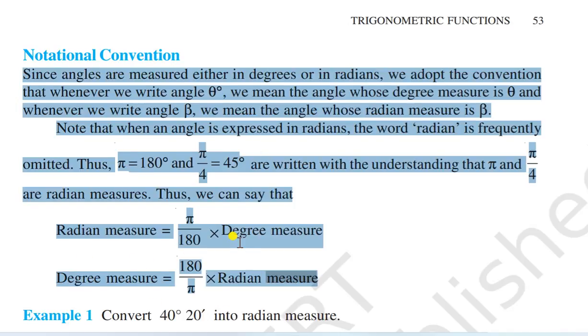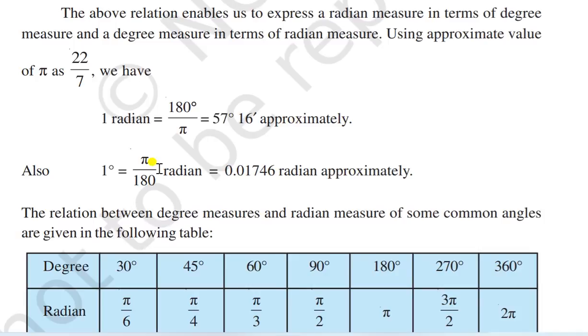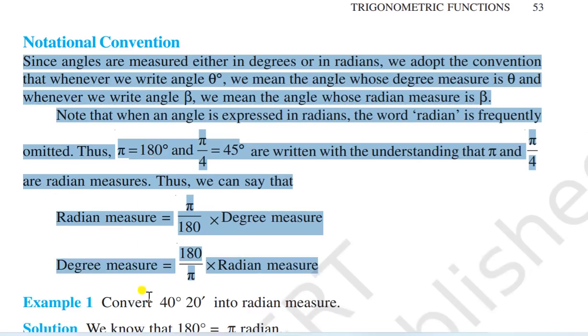So what we learned from here, right? We'll have to read it again here. This is a really deep thing that they've told. This is kind of like a formula, but then we'll understand it. We'll never memorize anything. So radian measure equals pi by 180 into degree measure. So what is pi by 180? You remember what we were talking about right now? And what is 180 by pi?